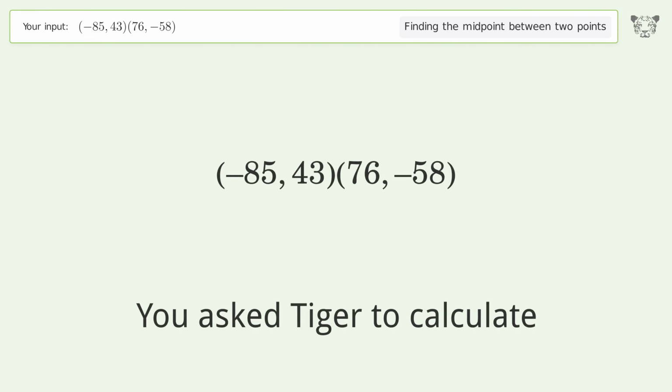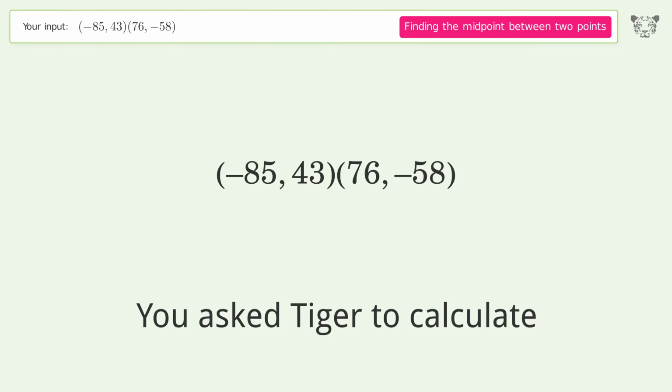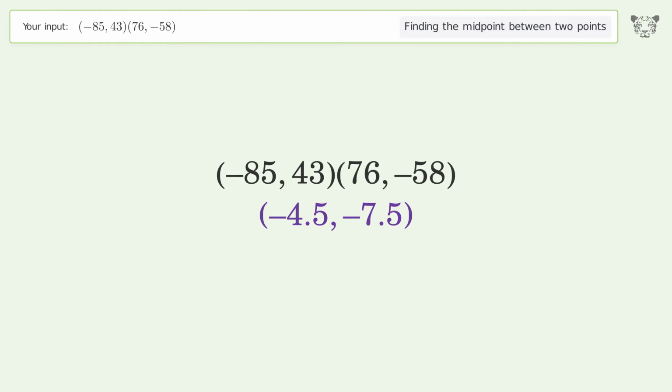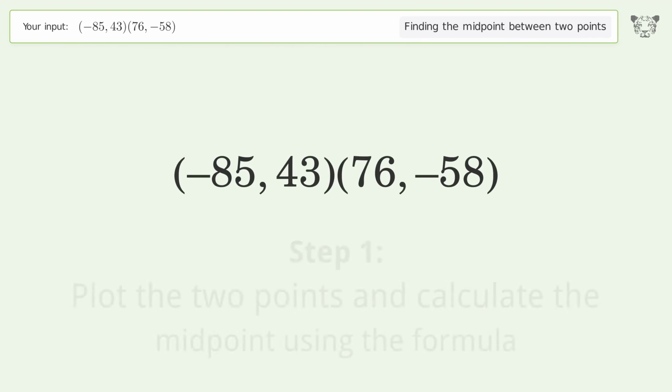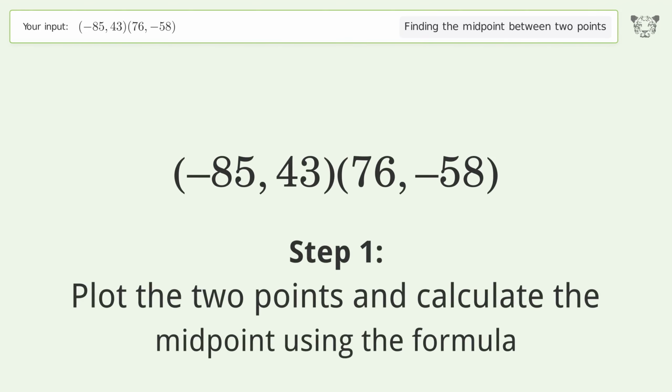You ask Tiger to calculate. This deals with finding the midpoint between 2 points. The midpoint between the 2 points is -4.5, -7.5. Let's solve it step by step. Plot the 2 points and calculate the midpoint using the formula.